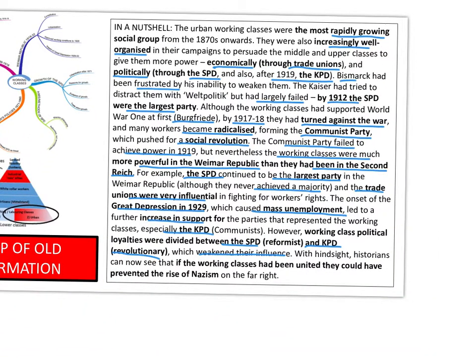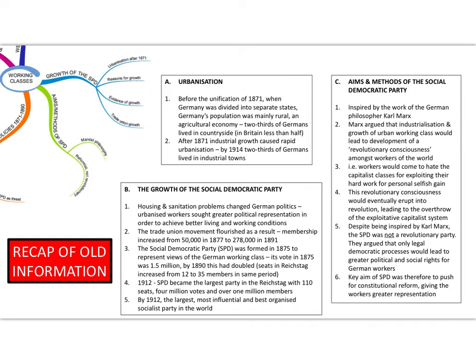If the working classes had been united, in other words, if there had only been one political party to represent them, then arguably they could have prevented the rise of Nazism on the far right. And we'll develop that more in the next 3 or 4 lessons, but it is a crucial point. These are the detailed slides, and I'm not going to read through point by point. Here's the recap of the old information.